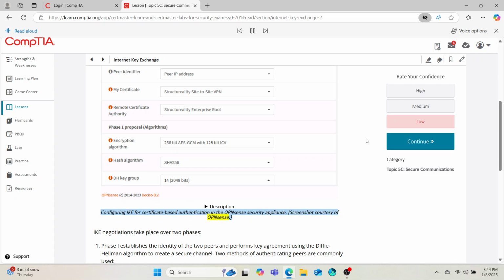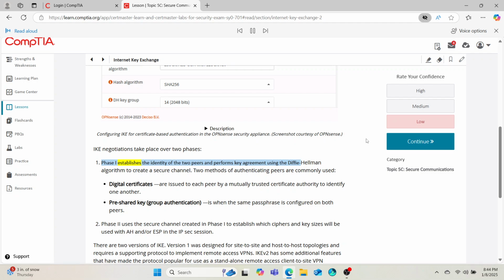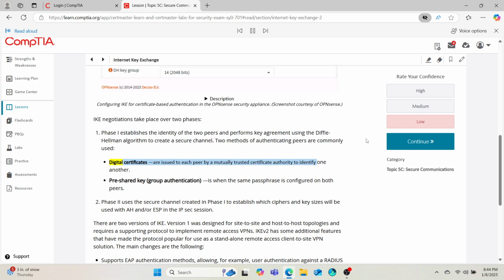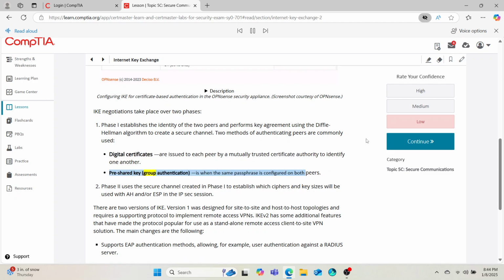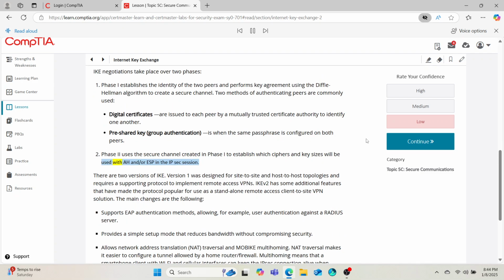IKE negotiations take place over 2 phases. Phase 1 establishes the identity of the 2 peers and performs key agreement using the Diffie-Hellman algorithm to create a secure channel. 2 methods of authenticating peers are commonly used. Digital certificates are issued to each peer by a mutually trusted certificate authority to identify one another. Pre-shared key group authentication is when the same passphrase is configured on both peers. Phase 2 uses the secure channel created in Phase 1 to establish which ciphers and key sizes will be used with AH and/or ESP in the IPsec session.